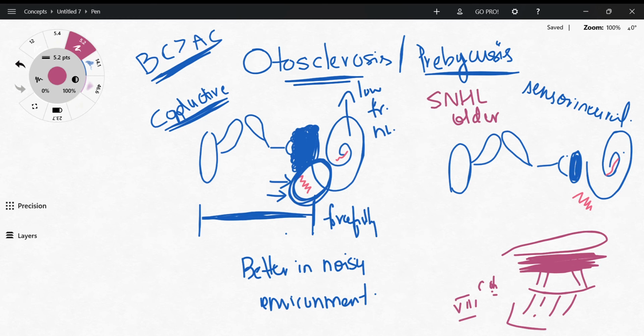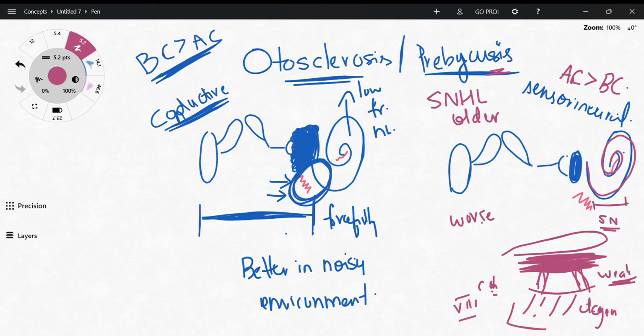Now, what happens with presbycusis is that these hair cells degenerate from years of use. They just become weaker, a normal aging phenomenon, and that's what causes presbycusis. So the pathology here is limited to the sensorineural portion of the hearing apparatus. So this is going to be sensorineural hearing loss, and like we've discussed before, air conduction is going to be better than bone conduction. And these patients are going to say that their hearing is worse in noisy environments, right?